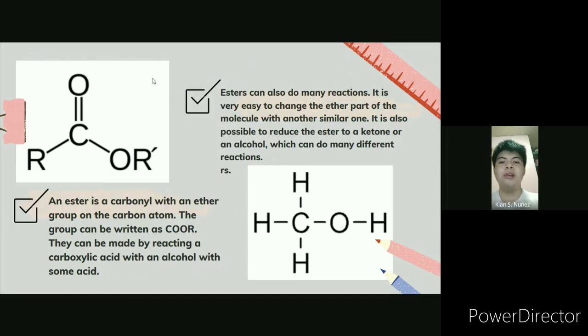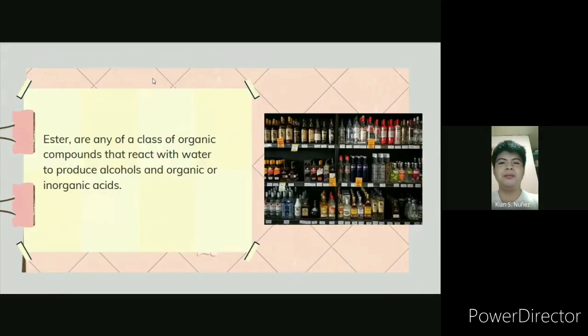An ester is a carbonyl with a group on a carbon atom. The group can be written as COOR, or carbon, oxygen, oxygen, and an R group. They can be made by reacting a carboxylic acid with an alcohol with some acid. Esters are any of a class of organic compounds that react with water to produce alcohol and organic or inorganic acids. This means that esters, if combined with water, can result in an alcohol. Our very favorite beverages are wines, beers, and other alcoholic drinks.